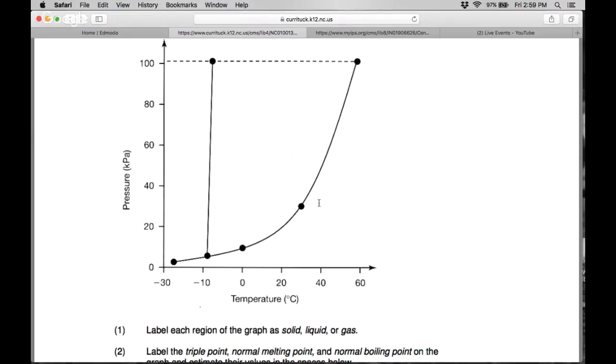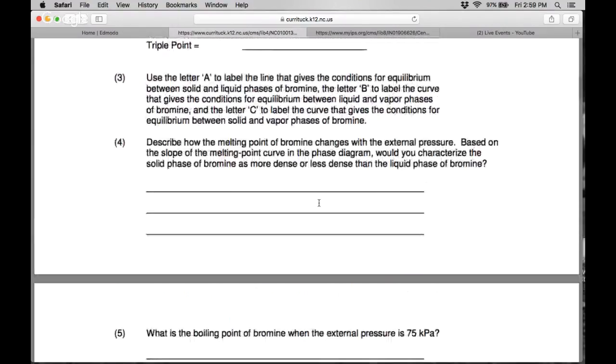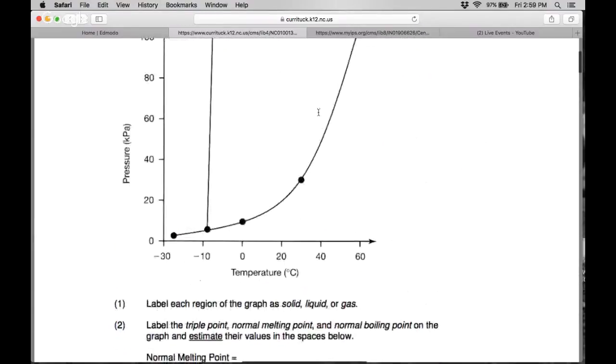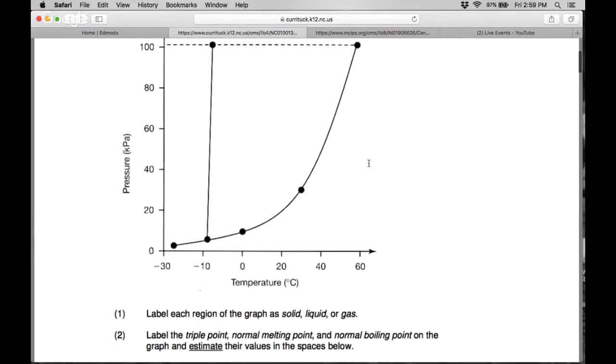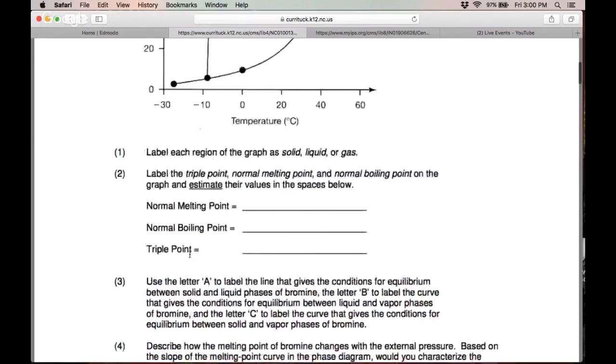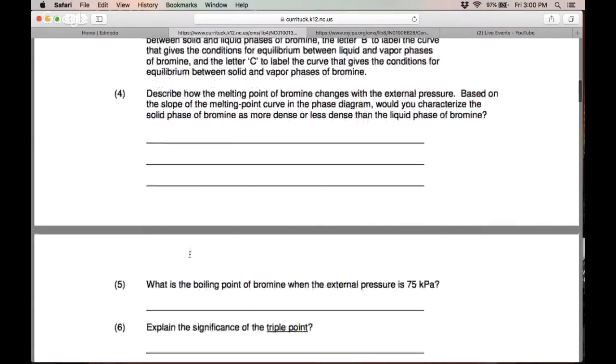Now, it asks, label B for the one that gives the equilibrium between a liquid and a vapor. So is it this one or this one right here? Liquid and a vapor would be the second one. The second one right here? No, the other second one. This guy. Yes, the long one. All right, good. And then this one would be the last one between a solid and a vapor. Vapor. So that's correct. Yep.